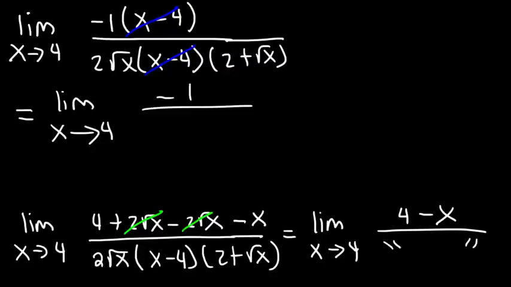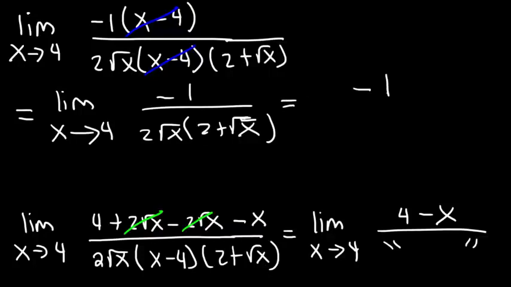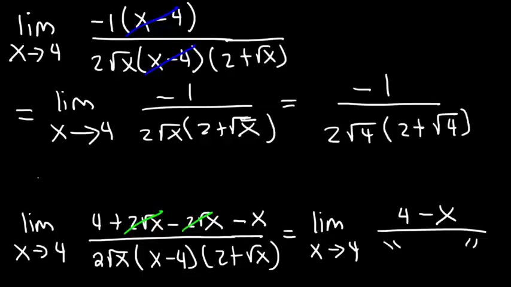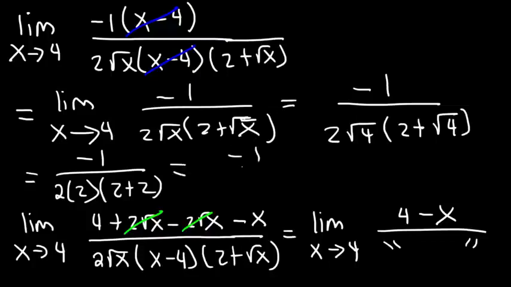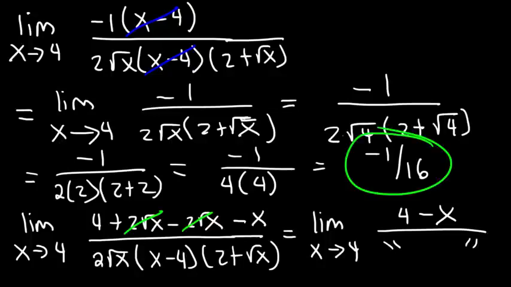So this is what we have left over. Now let's replace x with 4. So it's negative 1 divided by 2 square root 4 times 2 plus square root 4. The square root of 4 is 2. And 2 times 2, that's going to be 4. And 2 plus 2 is 4. And 4 times 4 is 16. So the final answer is negative 1 divided by 16. And so that's going to be the limit.